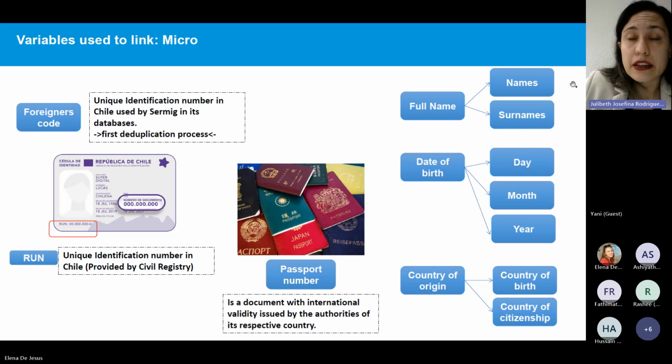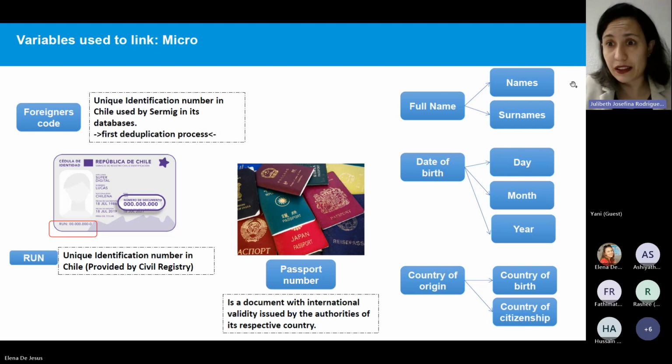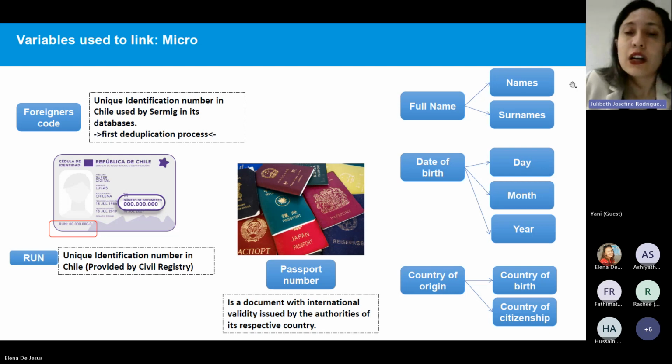But maybe they can be in other services' databases, for example, health or education. But these people are more difficult to identify for us because our methodology focuses on CERMIC and MINREL databases. So these people are currently outside our estimates. Next, please.